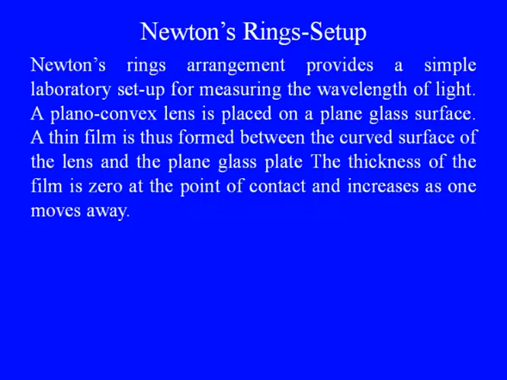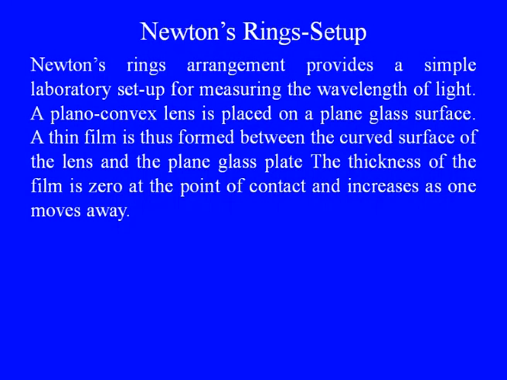Let us consider Newton's rings setup. Newton's rings arrangement provides a simple laboratory setup for measuring wavelength of light. A plano-convex lens is placed on a plain glass surface. A thin film is thus formed between the curved surface of the plano-convex lens and the plain glass plate. The thickness of the film is 0 at the point of contact, and naturally it increases as one moves away.